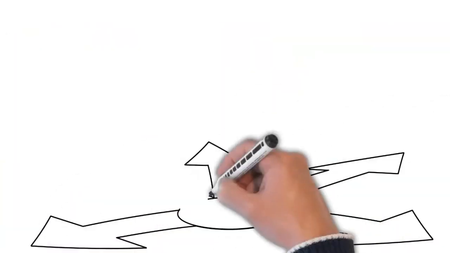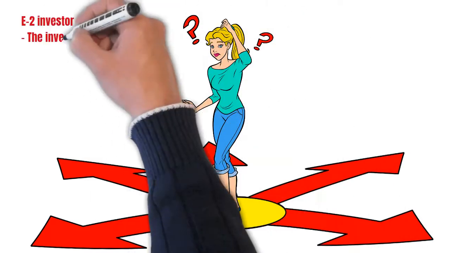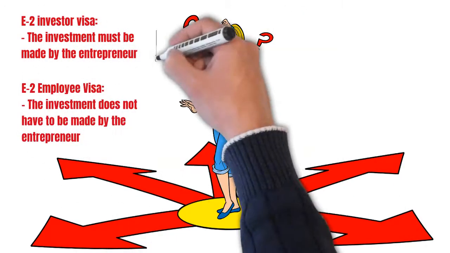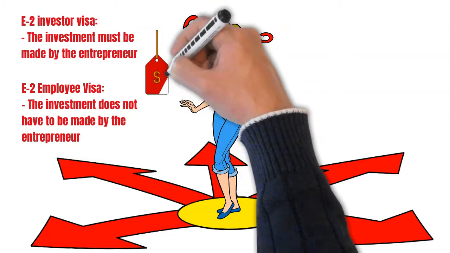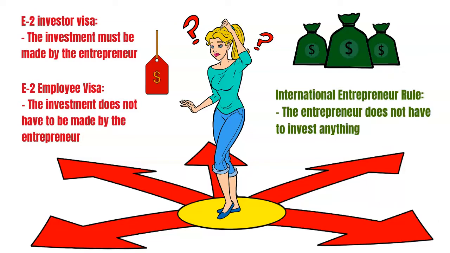Does the investment have to be made by the entrepreneur? For an E-2 investor visa, the investment must be made by the entrepreneur, but this is not required for an E-2 employee visa. For the International Entrepreneur Rule, the entrepreneur does not have to invest anything.